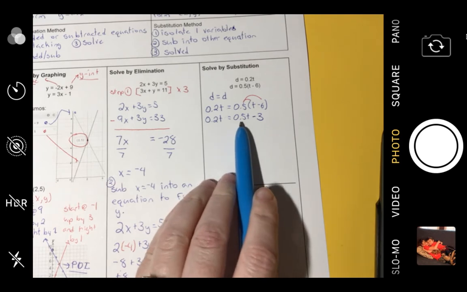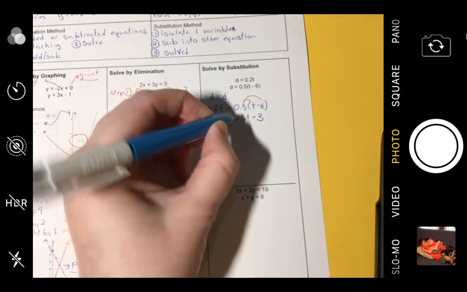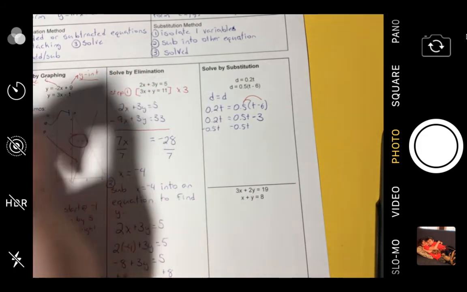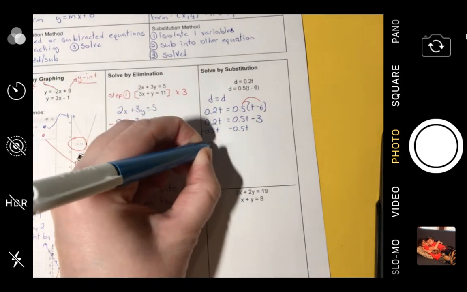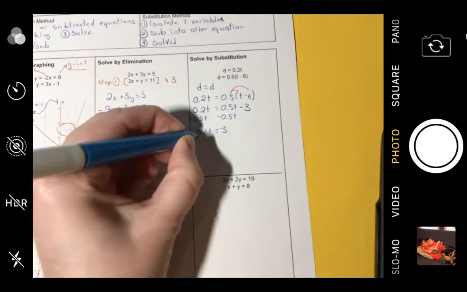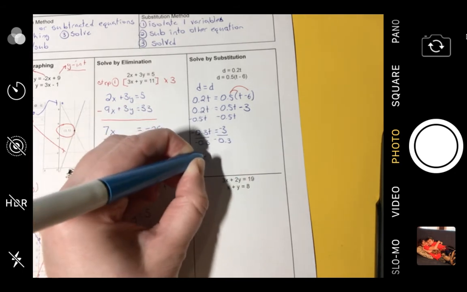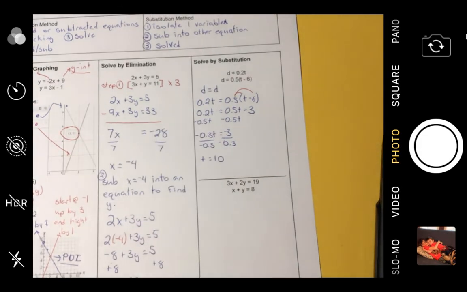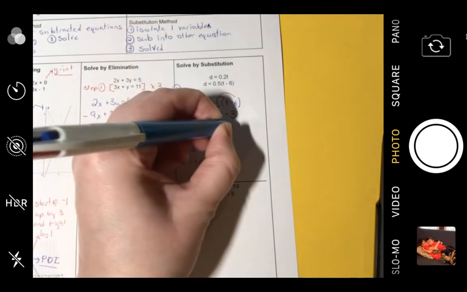So we need to get these t's on both sides. So I'm going to take my 0.5t over, so I'm going to subtract 0.5t on each side. And 0.2 minus 0.5 is negative 0.3t is equal to negative 3. And now I'm going to divide by negative 0.3 on both sides to find my t, and that should come to 10.